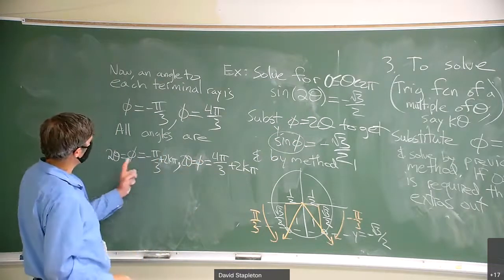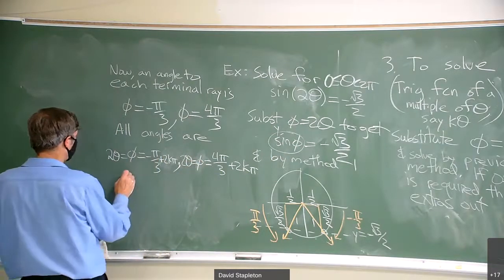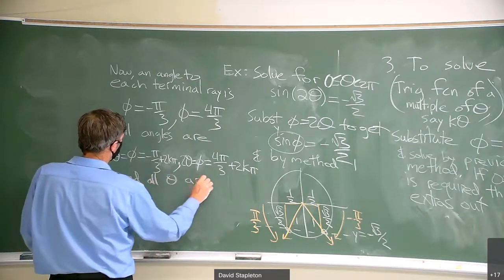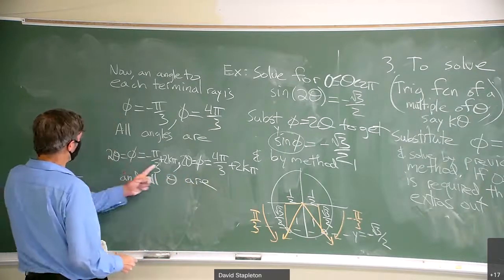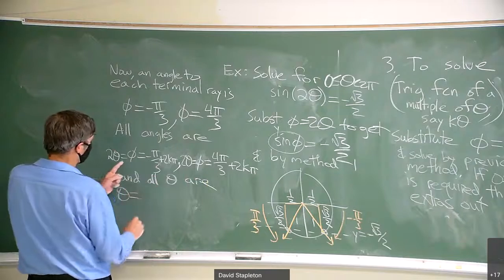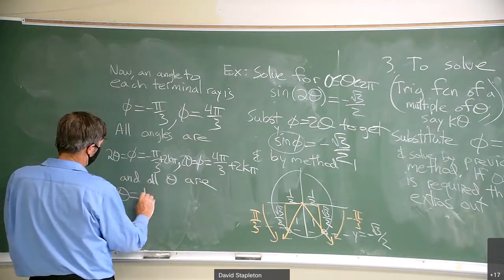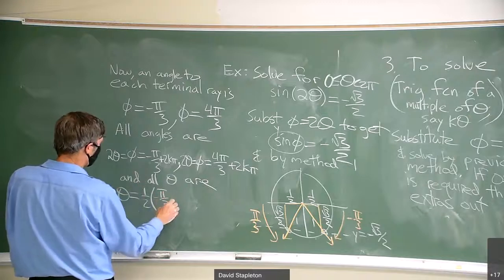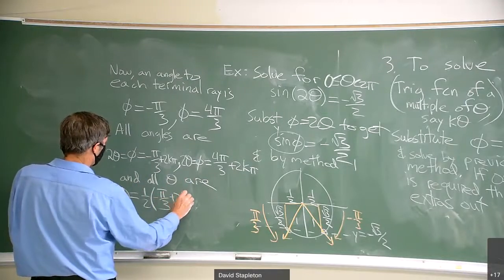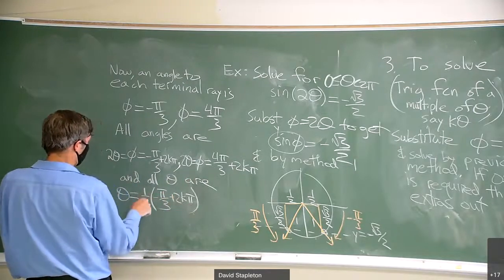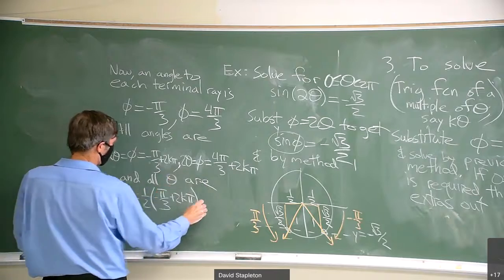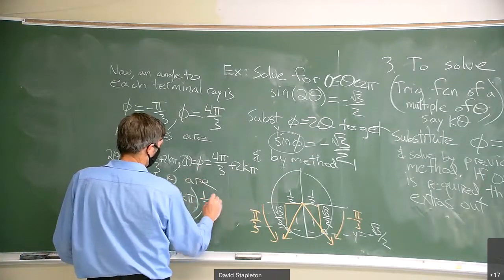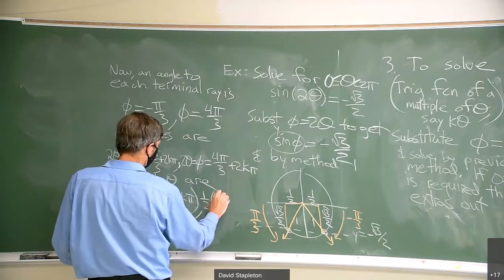Now, if this is all angles 2 theta, I just divide this by 2. Then I get theta on the left equals this divided by 2, or multiplied by a half on the right. So I multiply the whole thing by a half on each side. And I get theta could be a half of minus pi over 3 plus 2k pi, or it could be a half of 4 pi over 3 plus 2k pi.